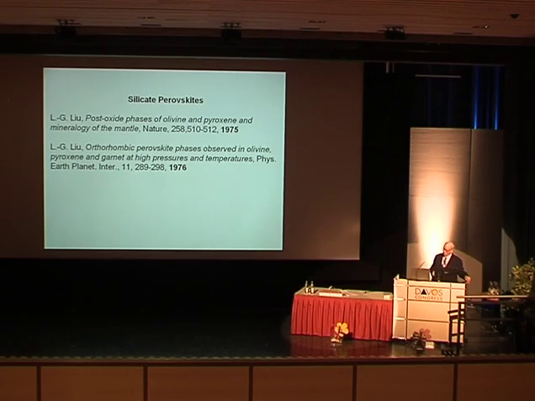Now, here's something I think is interesting. I don't really know who first thought of silicate perovskite as being a viable phase. I know that Dave Mao and Raymond Jeanloz were thinking about it, but the person who really came out with the definitive information on perovskite with silicon in 6 coordination was L.G. Liu, and in particular the second paper had lots of information about perovskite and its character, and this is 1976.